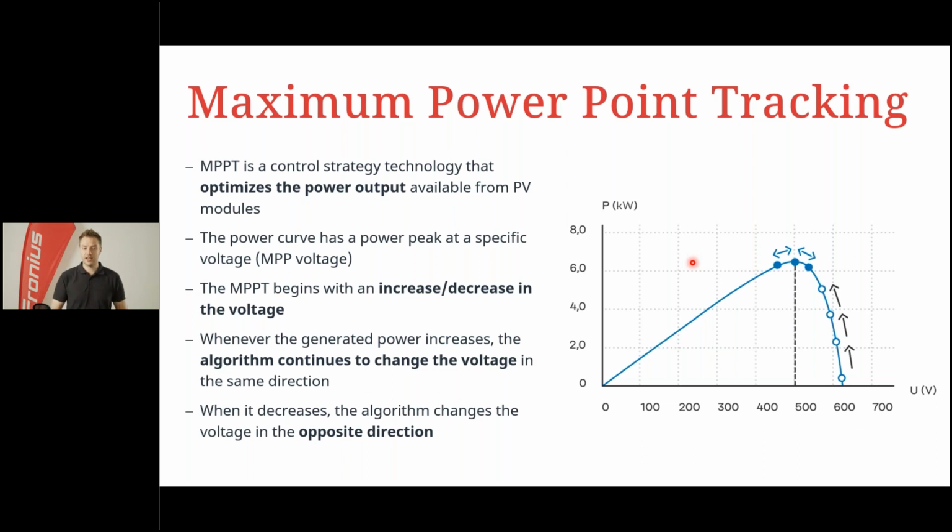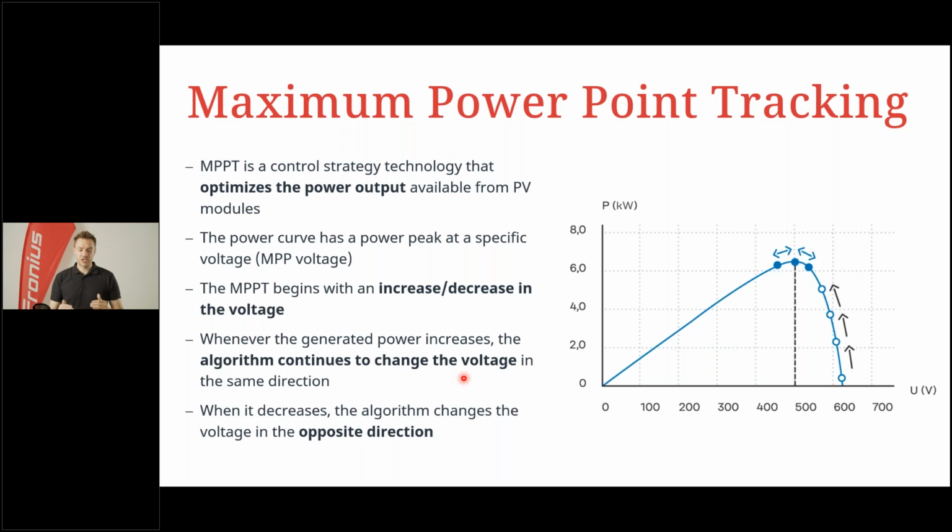I told you a lot of times that the MPP tracking of the inverter, maximum power point tracking, is basically used in every modern inverter, but of course this control strategy technology differs from inverter to inverter. I guess Fronius has a very advanced MPP tracking, because we have a lot of experience in solar since 1995 with our first inverter, and this MPP tracking optimizes the output power of every PV module and string. So this power curve always has a peak at a specific voltage that you can see here, and that's the MPP voltage. And this MPP tracker begins with increasing and decreasing the voltage. So it always tries to increase or decrease the voltage.